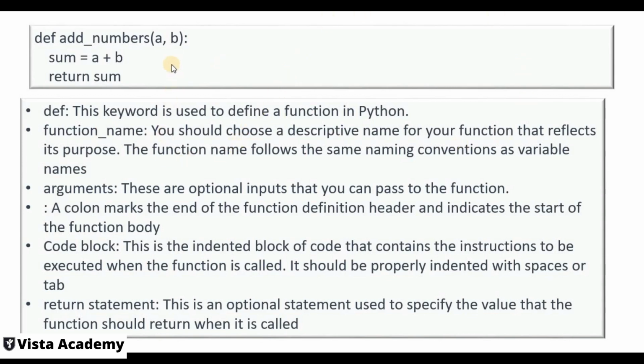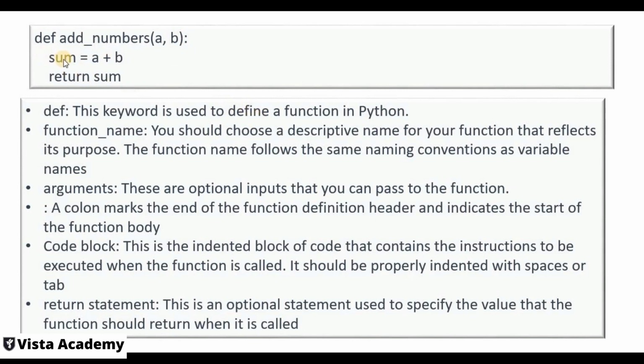Next is arguments. Arguments are optional inputs that can be passed to the function, like a and b. Next is the colon. We have to close the header with a colon. A colon marks the end of the function definition header and indicates the start of the function body.